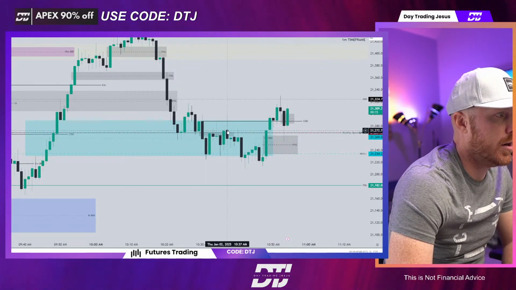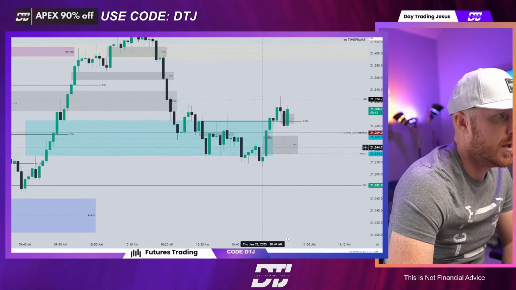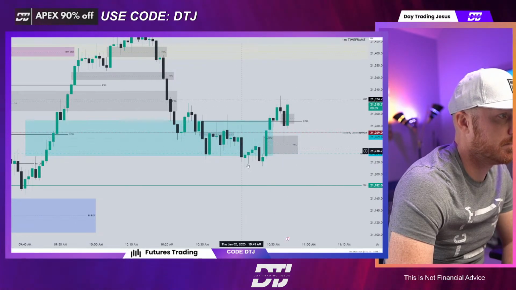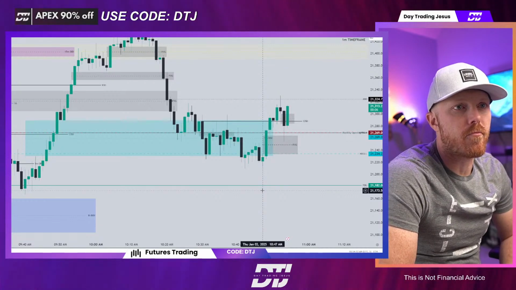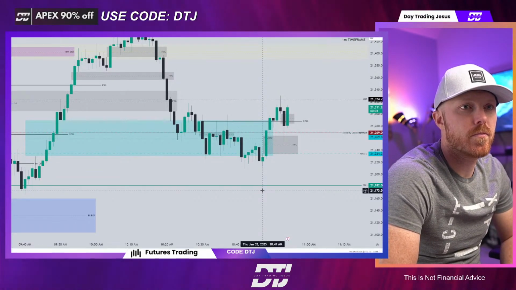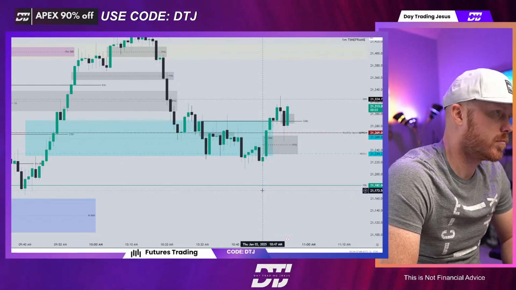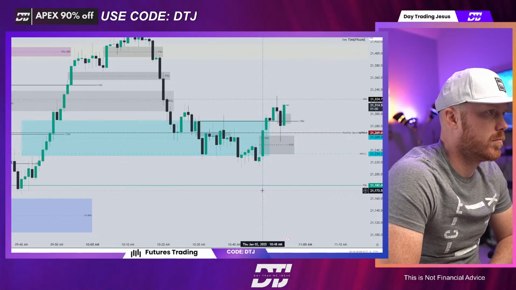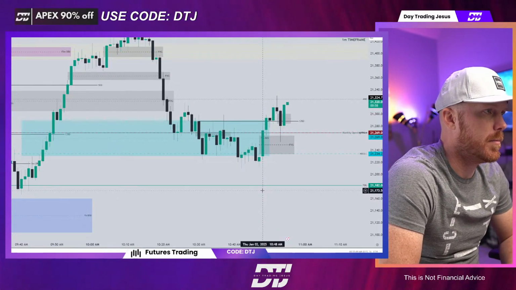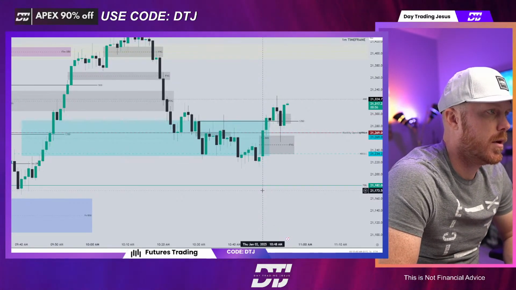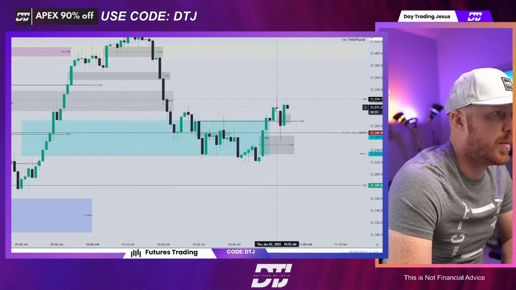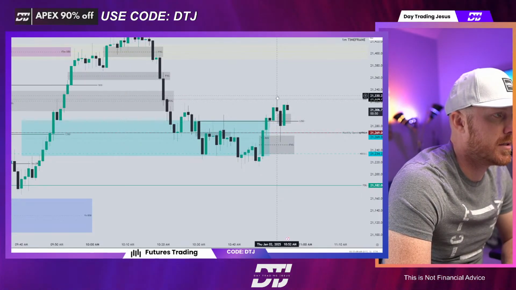We have a breaker right here. Fair value gap right here. Let's see if we get that expansion. Okay, there's the close above the bodies. Not my favorite to see it not close above this.